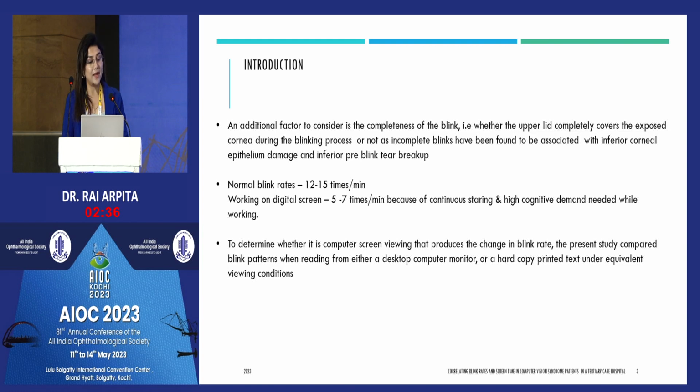The normal blink rate, as we know, is 12 to 15 times per minute. Working on a digital screen can reduce the blink rate to 5 to 7 times per minute because of the continuous staring and high cognitive demand needed while working on digital screens.